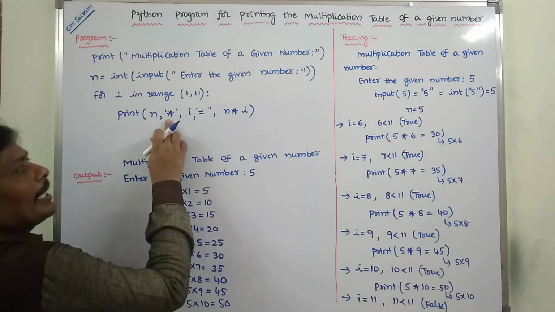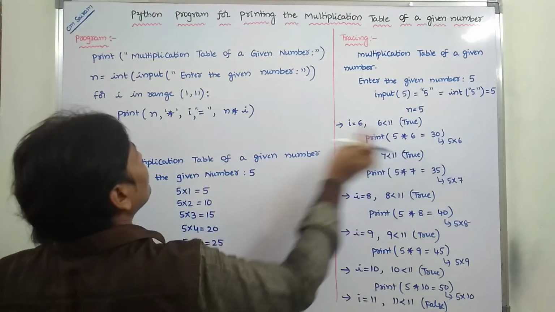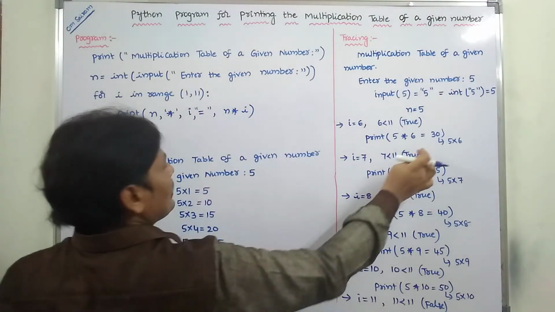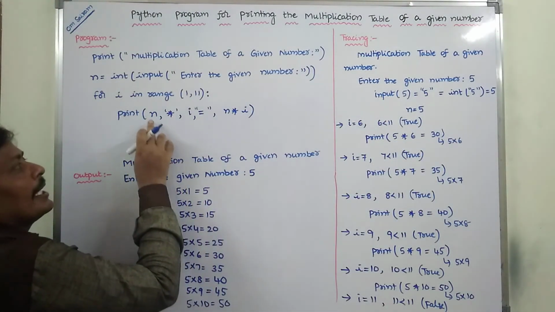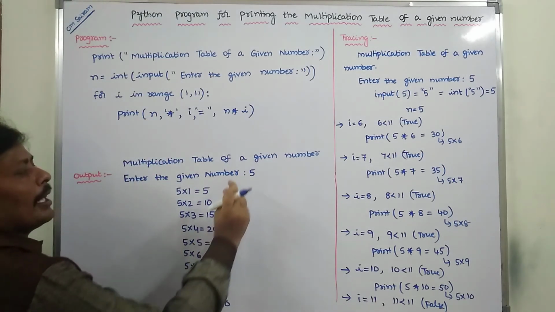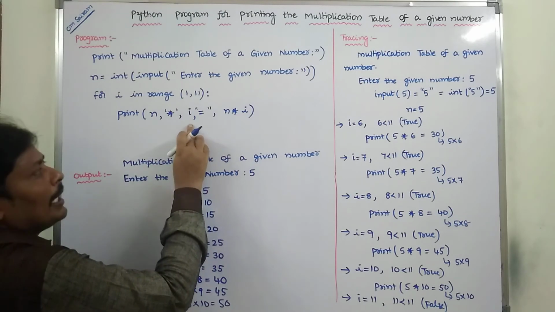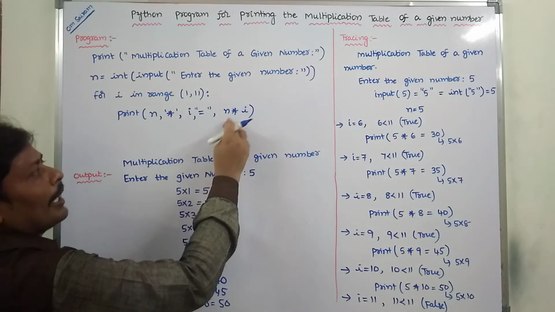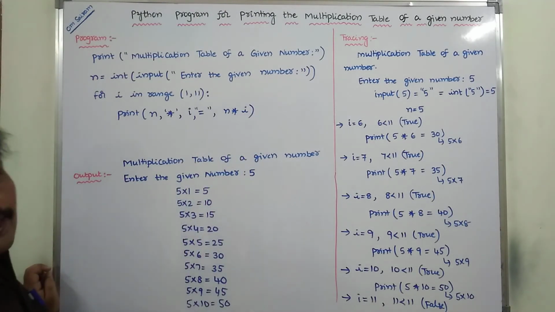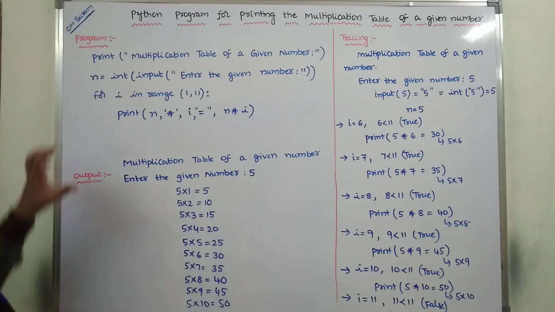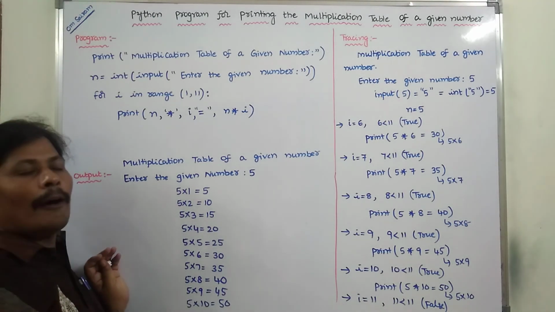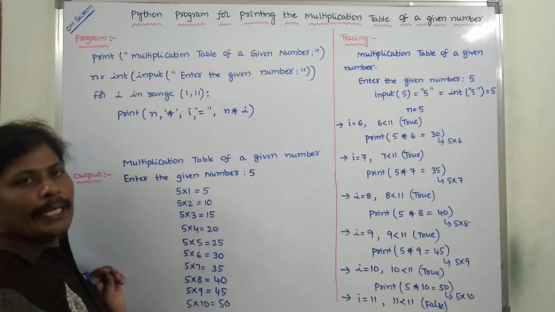Okay. So here the multiplication sign and the equal sign are printed as they are. N is also constant because we are given the number 5. So n is constant, only I is changing and n into I value is changing. Okay. So this is the multiplication table of a given number by using Python.